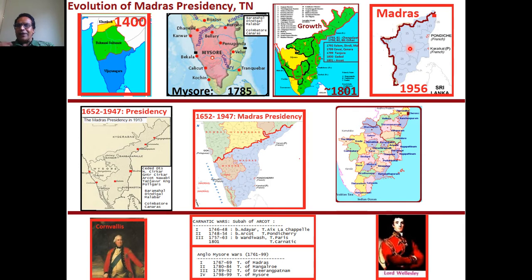And after the independence and partition in 1947, and eventually a few years later, after the State Reorganization Committee recommendations, Tamil-speaking districts were partitioned or bifurcated from the Madras Presidency. This is what Madras State looked like.